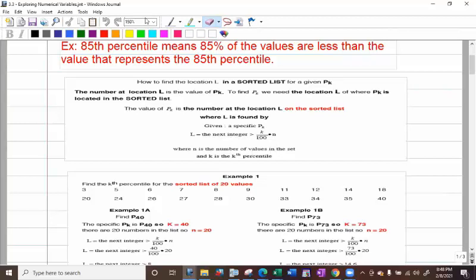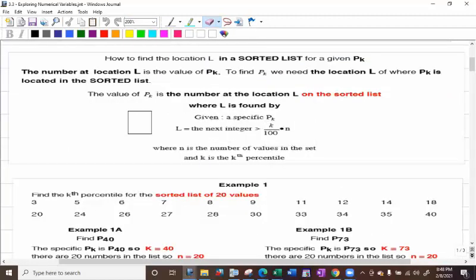K divided by 100 times N. And this means you round up, even if it's a whole number. If the answer was 8, you would still go up to 9. If it's 8.2, you go up to 9. So even if that's a whole number, you still round up. You take K, which is your percentile, divide that by 100, and multiply it by N, where N is the number of values in your data list. And then you go up to the next integer.